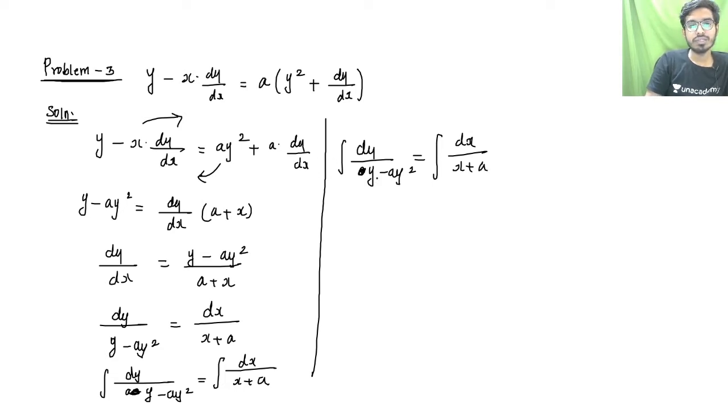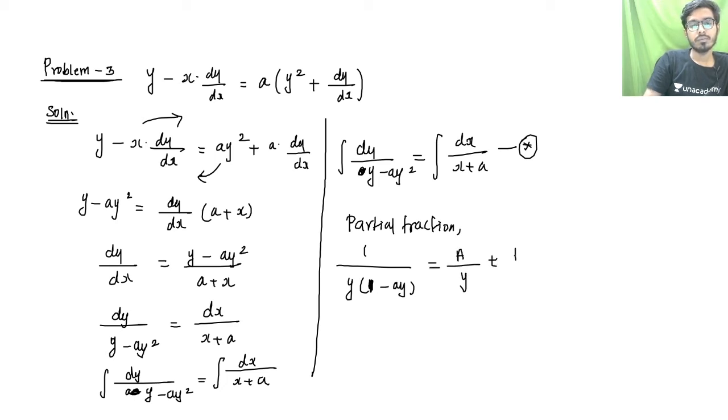Now to integrate this, I am doing partial fractions for the left side. The right side we can integrate very easily; this will be log of x plus a. Let us call this star. So we will do partial fraction for 1 by y into 1 minus a y, taking y common. You can write this as A by y plus B divided by 1 minus a y. These are elementary partial fractions. Now you need to find the values of A and B.